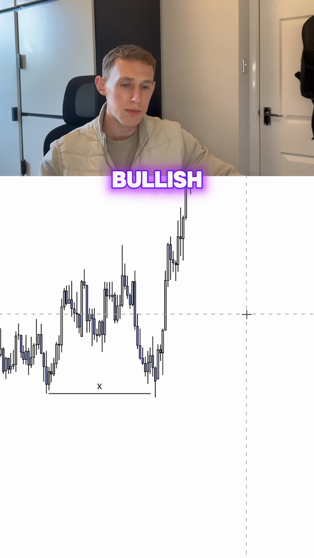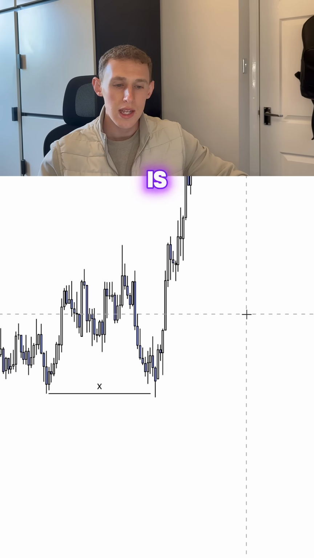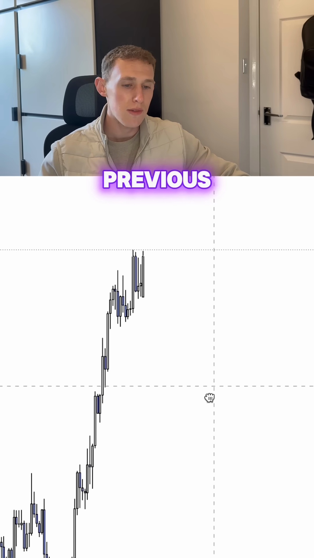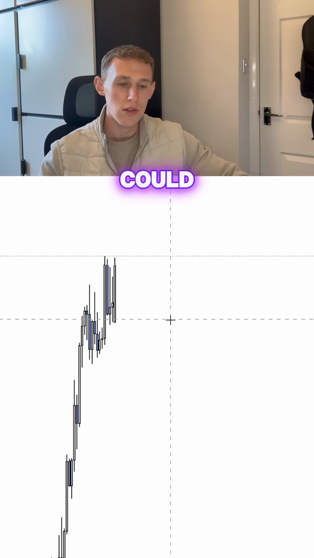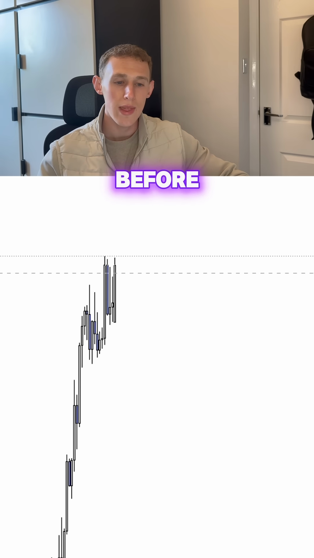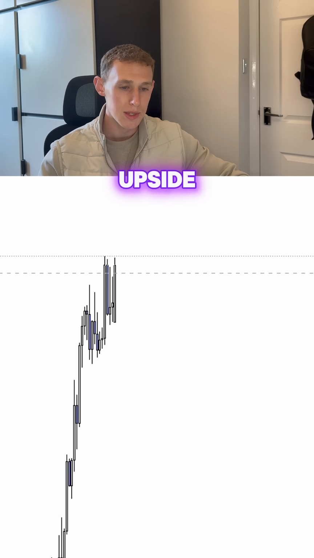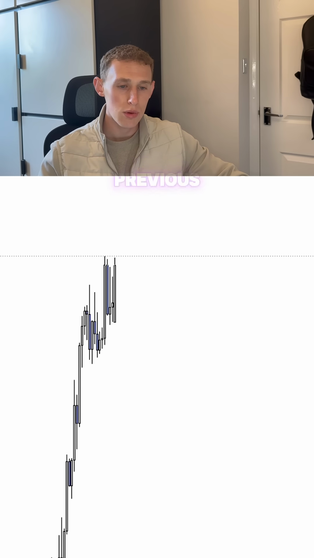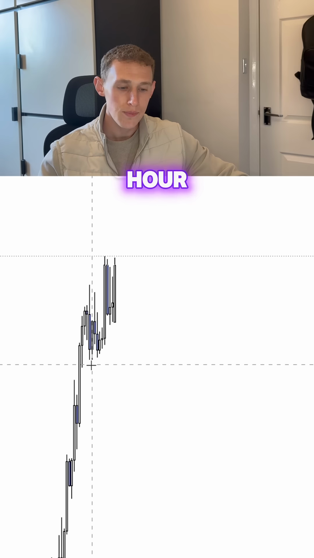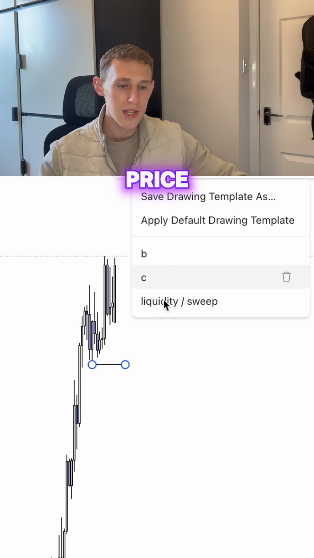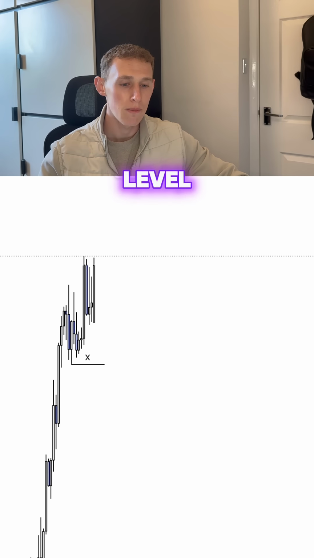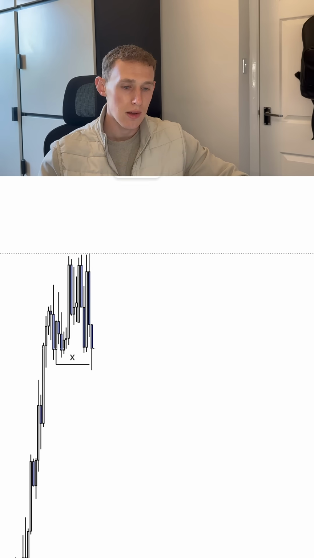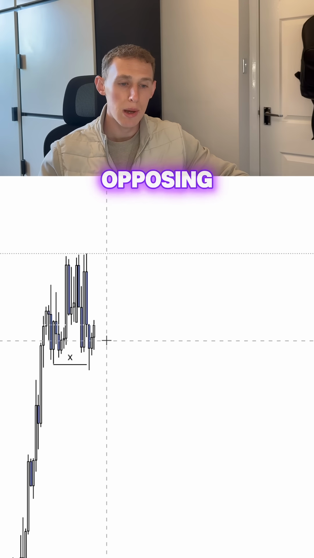So in a bullish market, what I'll typically do is identify any areas of previous liquidity where price could gravitate back towards before then continuing the move over to the upside. For example, here we can see we have this area of previous liquidity on the 4 hour, and watch what price does once it comes down into that level. It starts to reject and push back up towards the opposing liquidity at these previous highs, right?